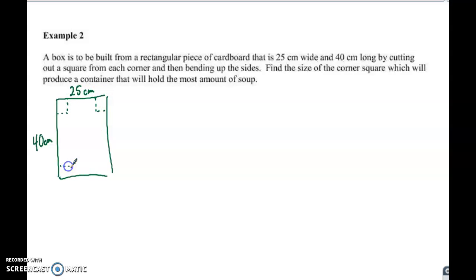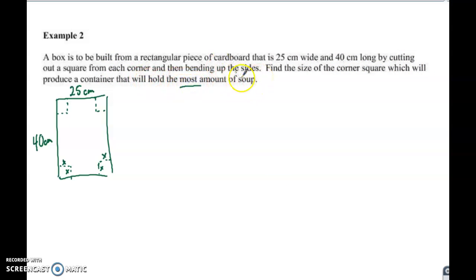And in order to make it a box, I think all of these corner pieces have to be exactly the same. Call them X, X, X, X. And then bending those pieces up, so it would form a box. Find the size of the corner square which will produce a container that will hold the most amount of soup.